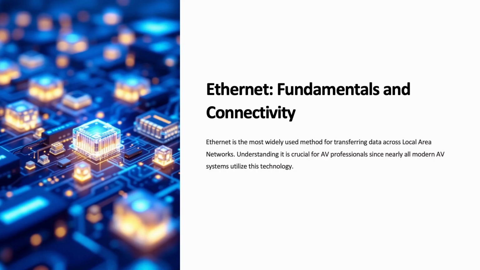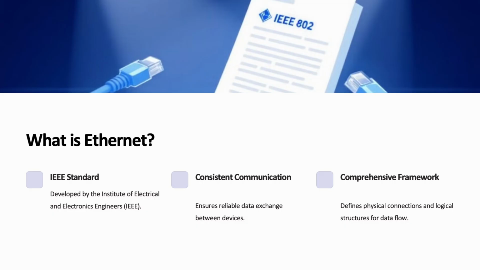So now that we explored network types, let's dive deeper into Ethernet. Ethernet is an IEEE standard to ensure consistent and reliable data communication between devices, formerly called the IEEE 802. It defines how devices exchange information, outlining the physical connections like cables, fiber optics, or wireless, as well as the logical structures that manage data flow.